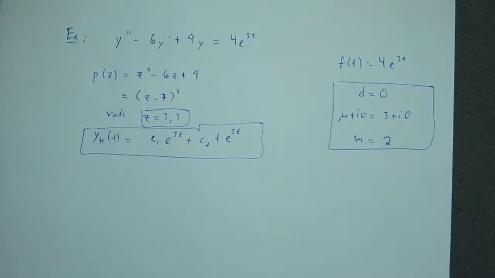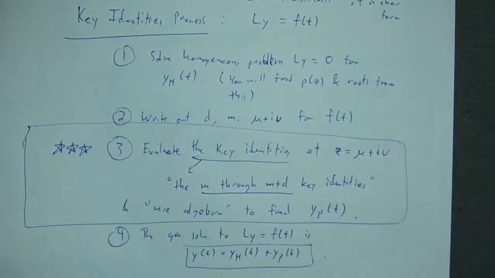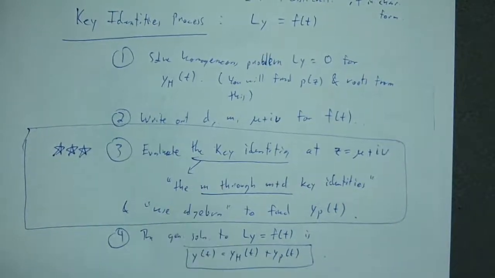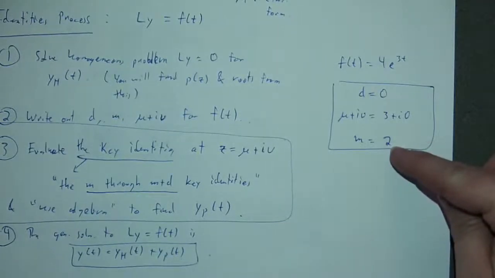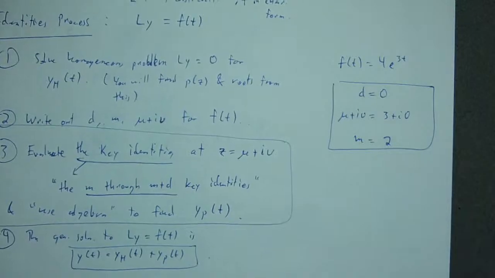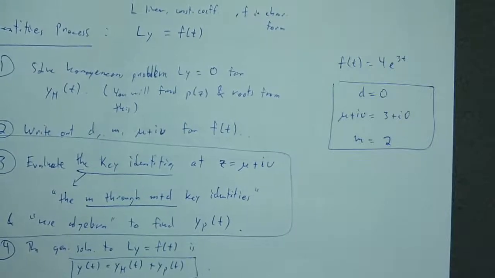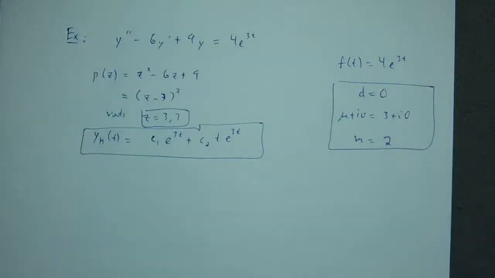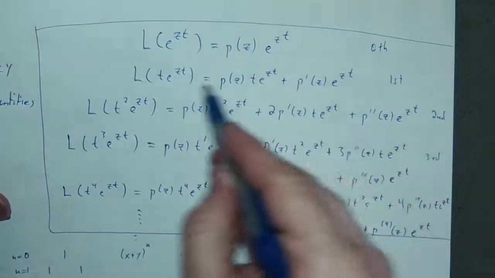Now, according to my process, let's bring it back. Next is to evaluate the key identities at my characteristic. And the key identities in question are m through m plus d. So that's the second key identity, the second order key identity, through 2 plus 0, or the second order key identity. So I should still only need a single line of the key identities. But this claims that I need the second order one, i.e. this one. So this claims I should use this one.